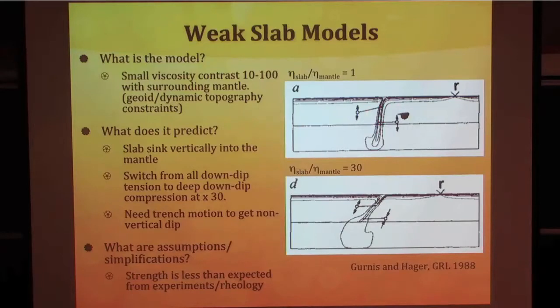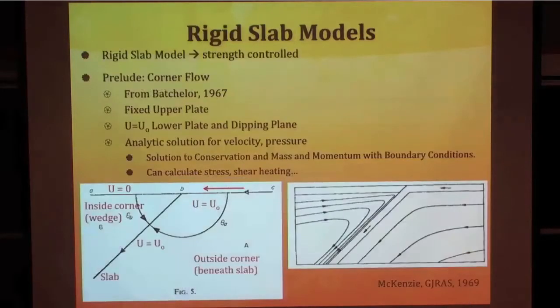But these weak slab models are very good for getting a first order understanding of how the slab sinks through the upper mantle, how it deforms and interacts with a jump in viscosity. But as you increase the viscosity contrast between the slab and the mantle, the dynamics will change. Okay, so the other end member is to have a perfectly rigid slab.